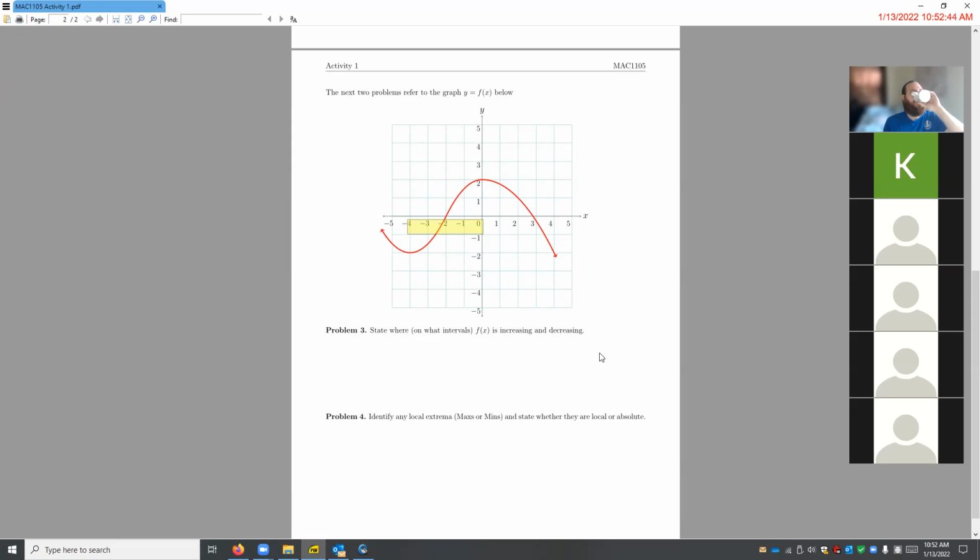2. 2 would be the max value. And where is that local max? What's the location? 0, 2. Good. So we would say there's a local max at x equals 0, right? And the max value is 2. That's wonderful. All right, thank you guys. Continue wrapping these up, and I'll bring everybody back into the main session in just 1 second.